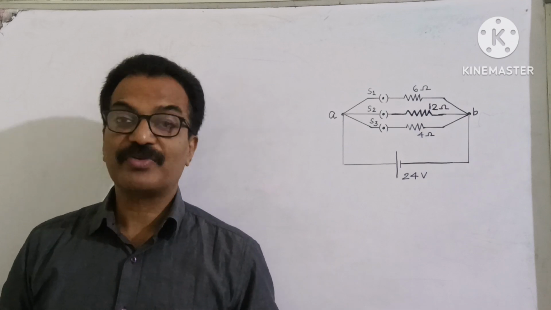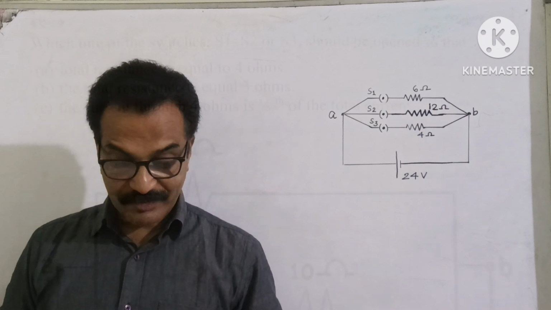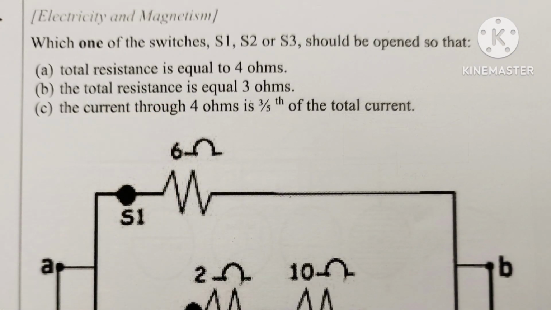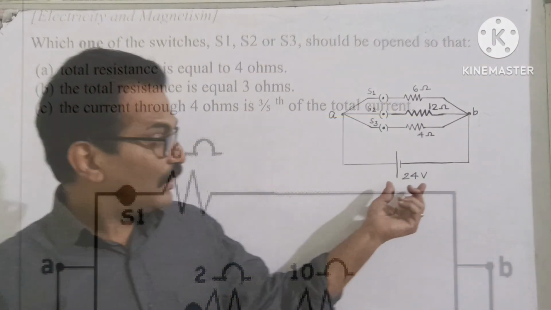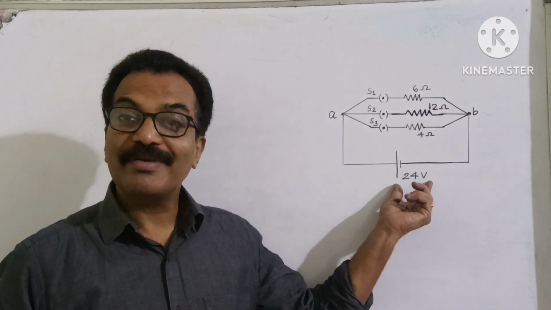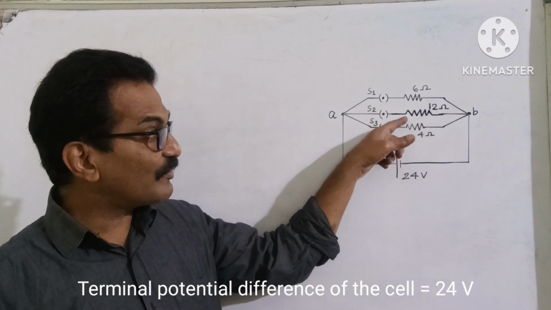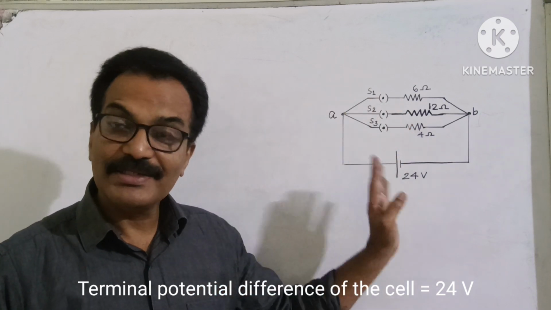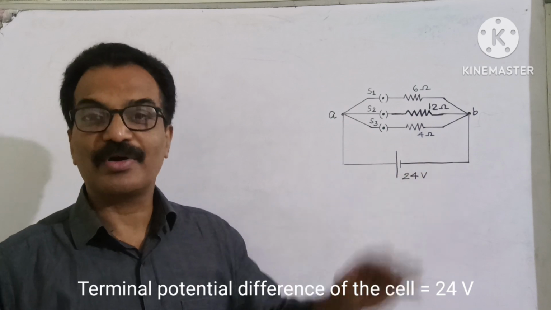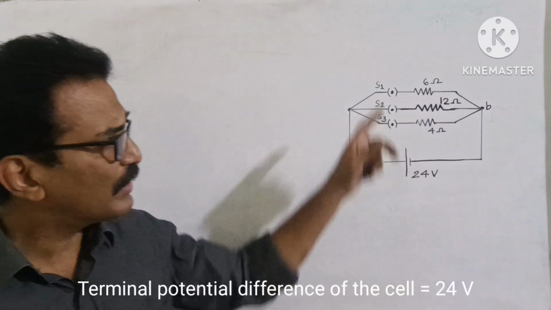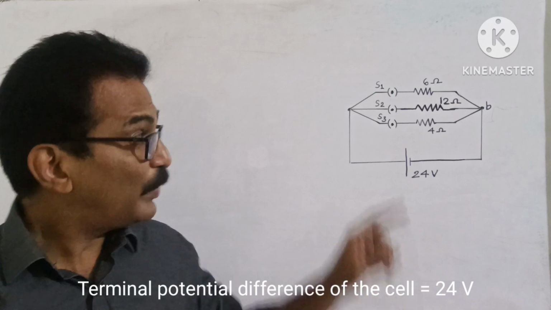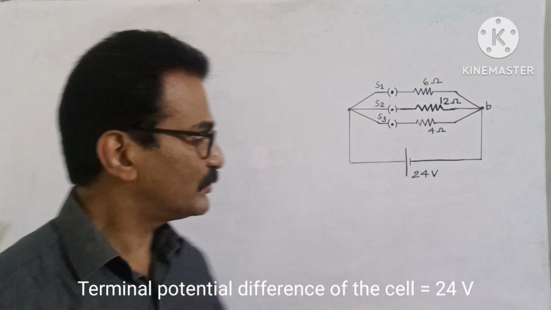Now part C of the question. Part C of the question is to find the switch which is to be opened so that the current through the 4 ohm resistor is 3/5 of the total current. Here the cell potential difference is 24 volt. And please understand, since these resistors are connected in parallel, each resistor will get the same voltage. Shall I find the current through each resistor when all the switches are closed?